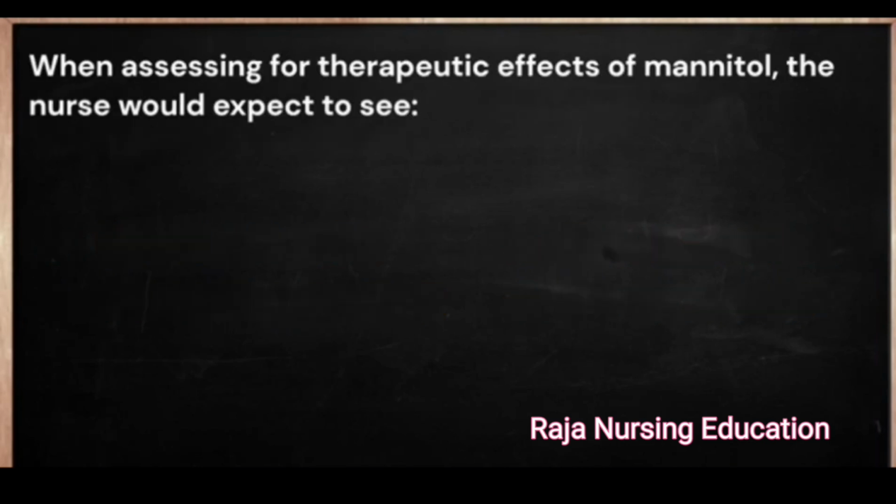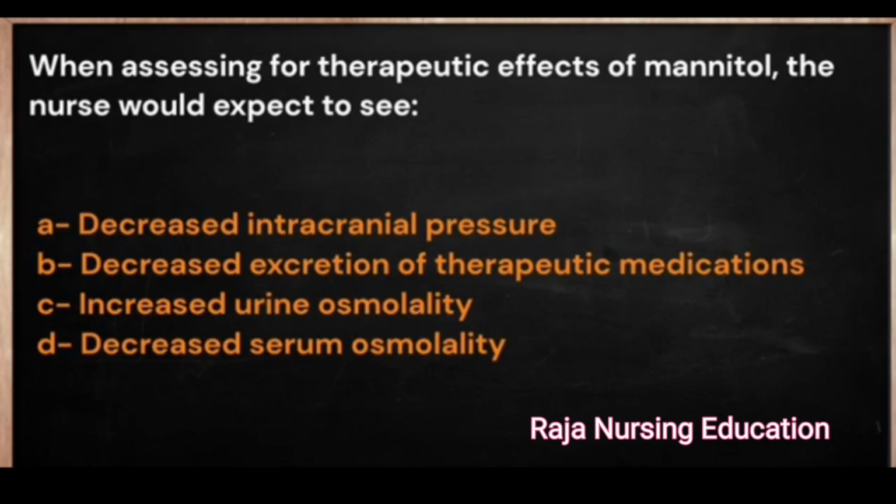When assessing for therapeutic effects of mannitol, the nurse would expect to see A. Decreased intracranial pressure, B. Decreased excretion of therapeutic medications, C. Increased urine osmolarity, D. Decreased serum osmolality. The option is A. Decreased intracranial pressure.